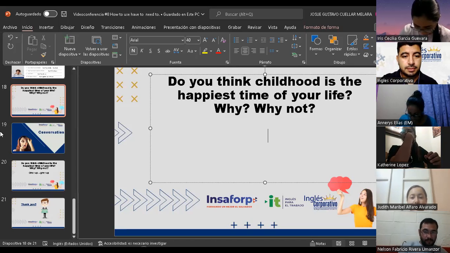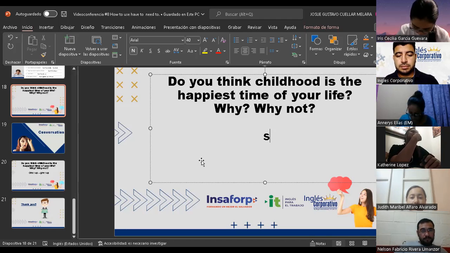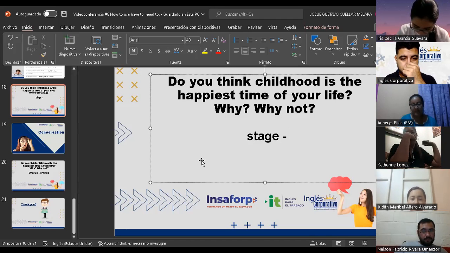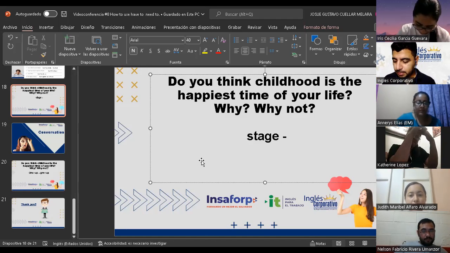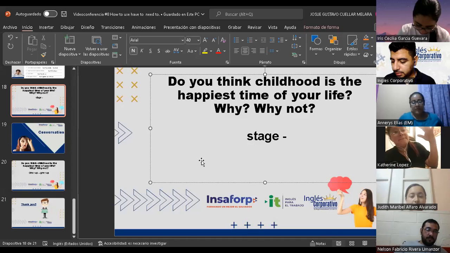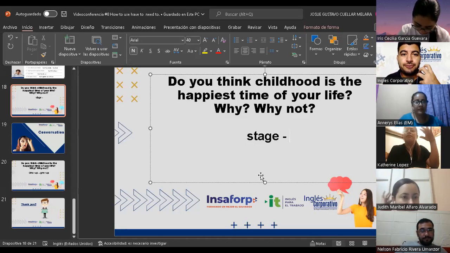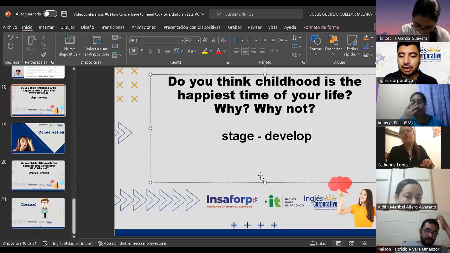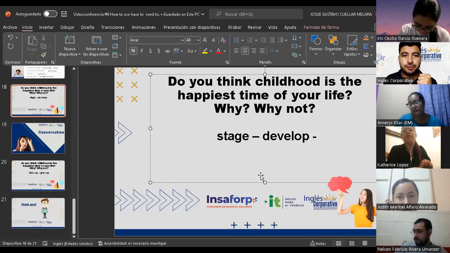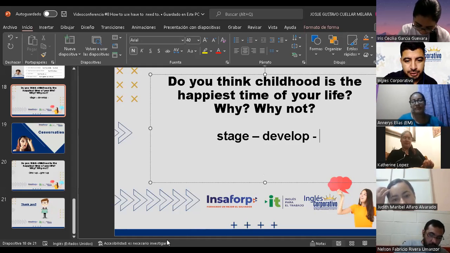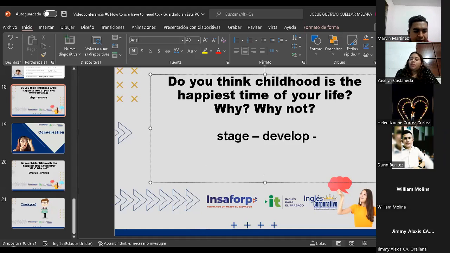Childhood is one of the most special phases of life, during which early personal, social, affective, cognitive, motor, and emotional skills will be acquired. Yes, definitely it's an important stage, significa etapa, ¿verdad? En un proceso. It's an important stage because you develop. Develop is cuando tú desarrollas, when you develop different abilities that are so important in life. Thank you, Christy. We go now with Marvin and then we go with Jocelyn.